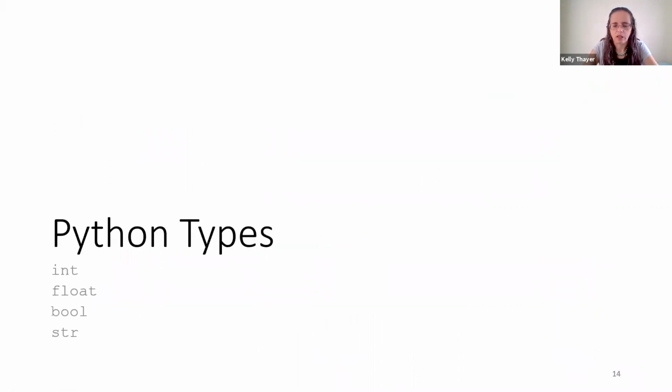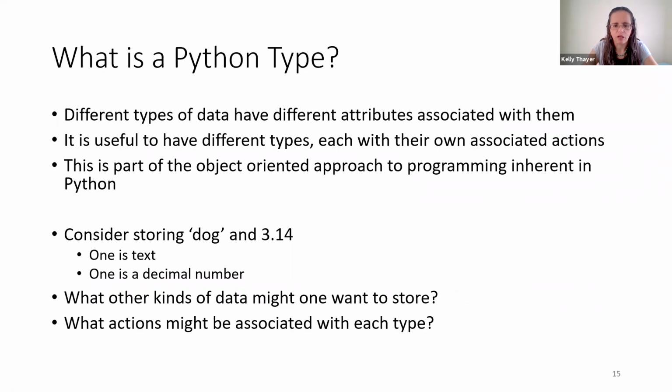This brings us to Python types. Now we've been talking a little bit about this in a sort of ad hoc way, but we need to talk about it in a more deliberate way. So what is a Python type? Well, there are different types of data and they have different attributes associated with them. It's useful to have different types, each with their own associated actions. This is part of the object-oriented approach to programming inherent in Python, because you'll be learning how to create your own types. And so the types we have seen so far are ints and floats.